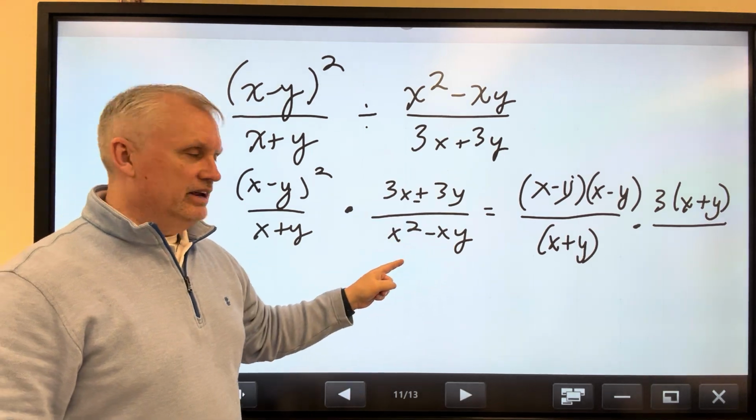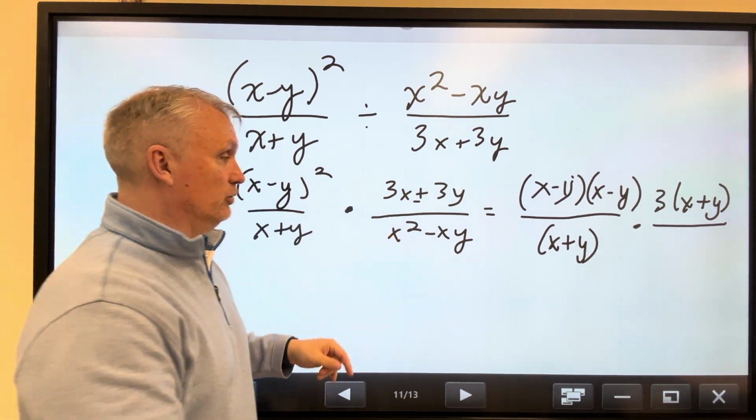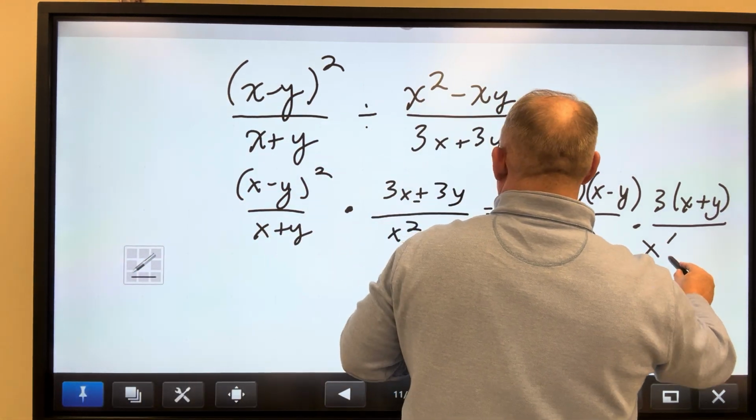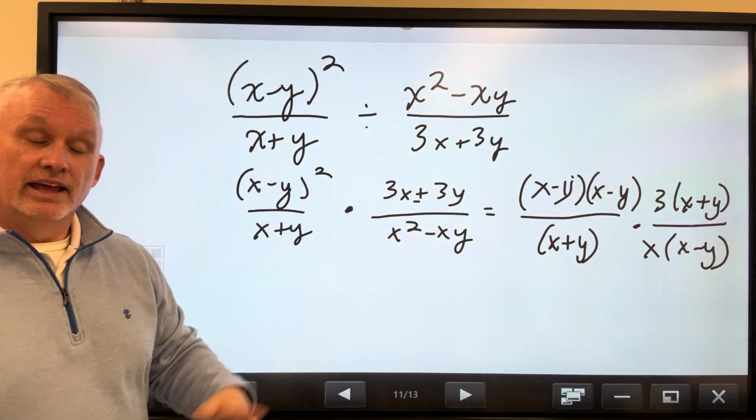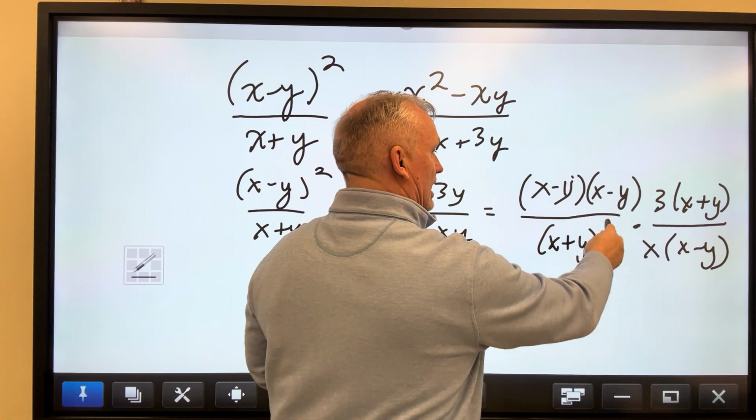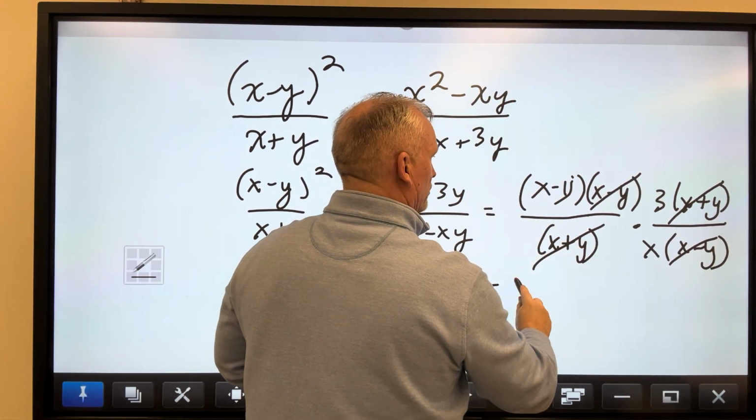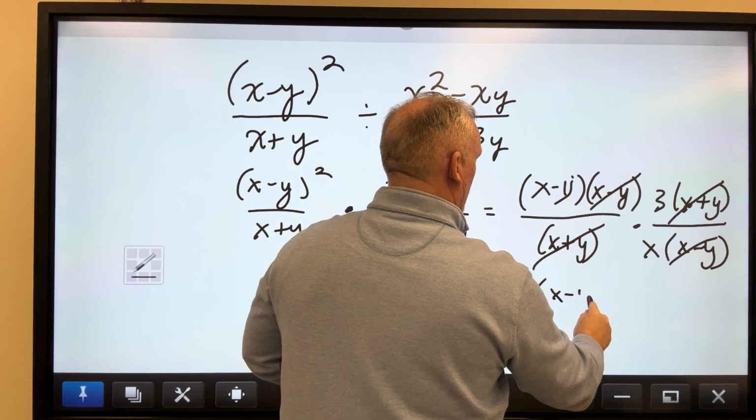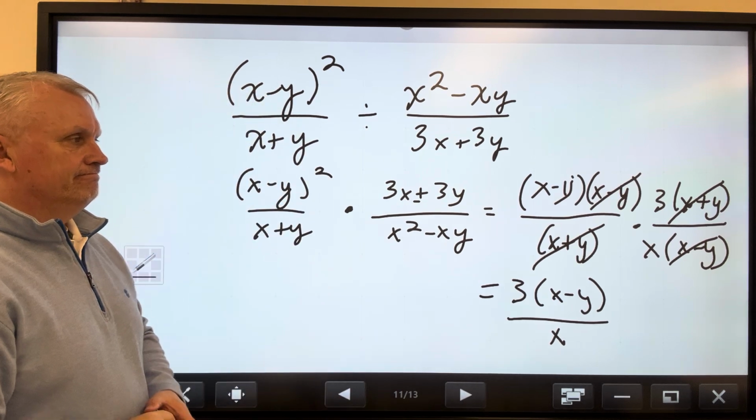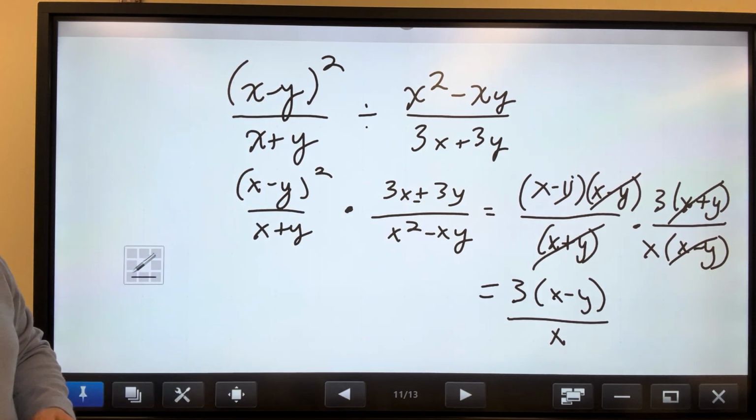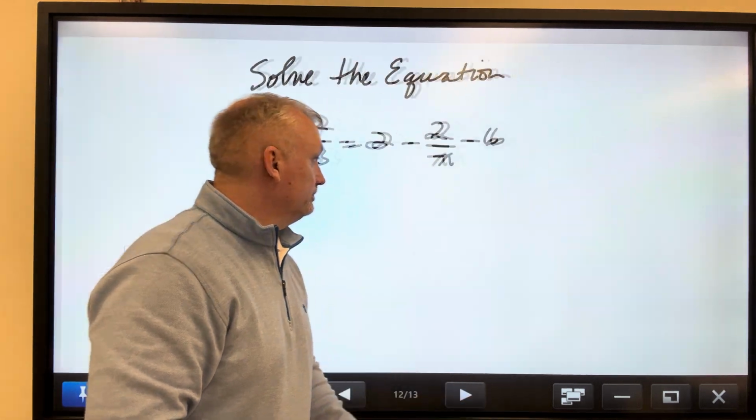What is the GCF down here? Well, they have a letter in common, it's x, the smallest exponent of the x, which is 1. Take the x out, and you're left with x minus y. Well, look at this. There's things that I can cancel out. Boom, boom, boom, boom, and what's left is 3 times x minus y over x. What can x never be? 0.